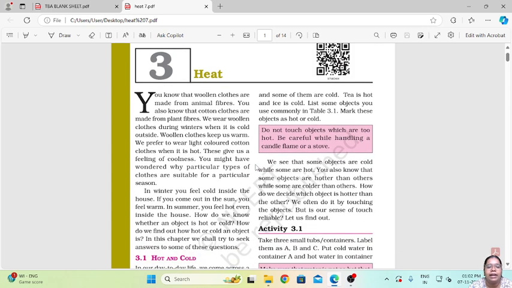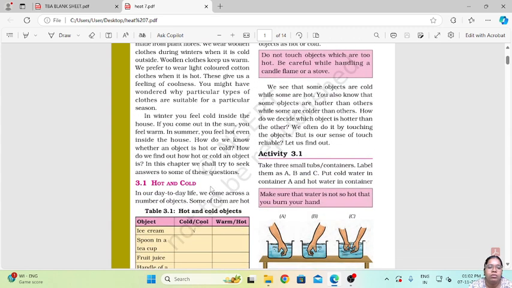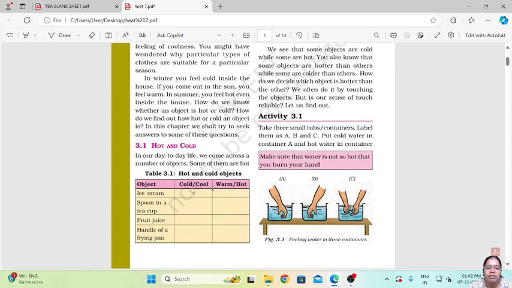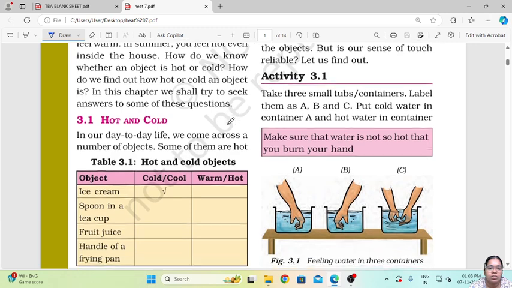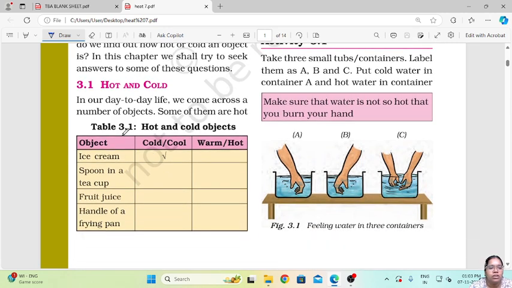So how do we identify it, or how can a person know that a certain thing is hot or a certain thing is cool? We can do a small experiment wherein we will classify objects based on whether they are hot or they are cool. These are some objects and we will tick whether it is hot or cold based on the knowledge. First, the object is ice cream, so we know that it is cool.